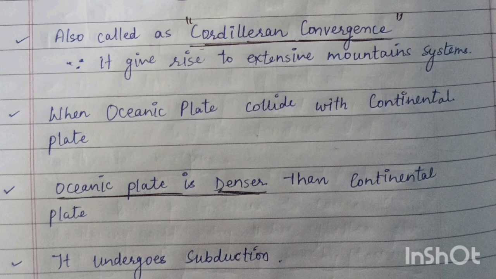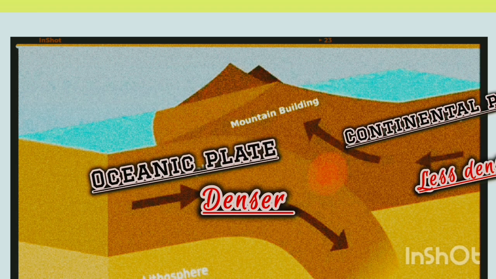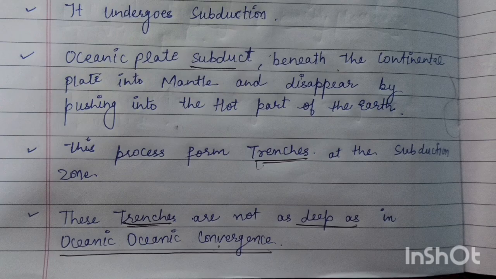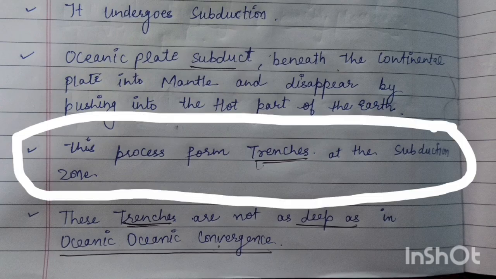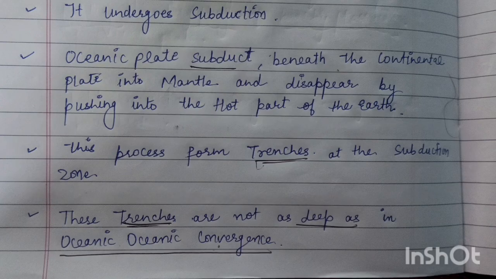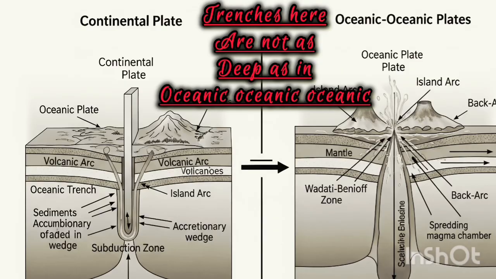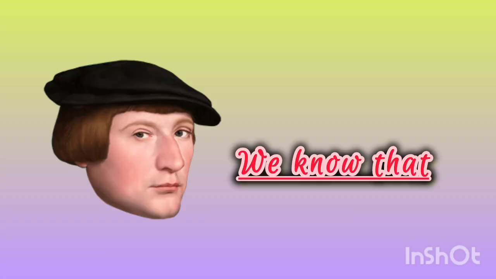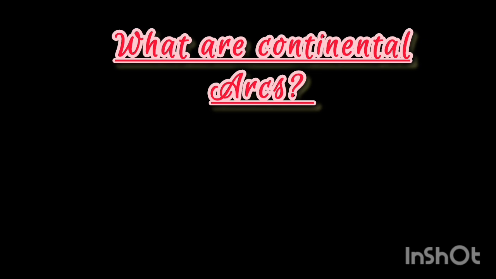As usual, the denser plate is going to subduct under the less dense plate. Out of these plates, the oceanic plate is denser than the continental plate, and it creates a zone of subduction. This process forms the trenches at the subduction zone. Now, here comes the interesting part. The trenches formed here are not as deep as in oceanic convergence trenches. We know that they form continental arcs. But what are continental arcs?